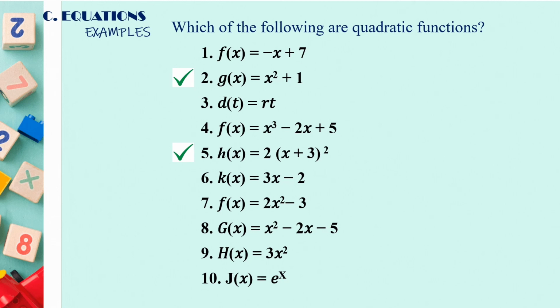Again, 6 is not a quadratic function. Number 7 is a quadratic function because the degree is 2 even if no linear term. Number 8 is also a quadratic function because the degree is 2 and it is complete. Number 9 is also a quadratic function because again the degree is 2 even if it has no linear and constant term, while number 10 is not a quadratic.